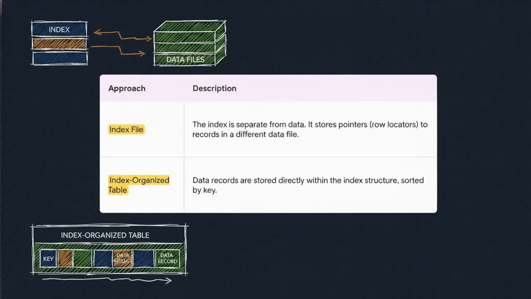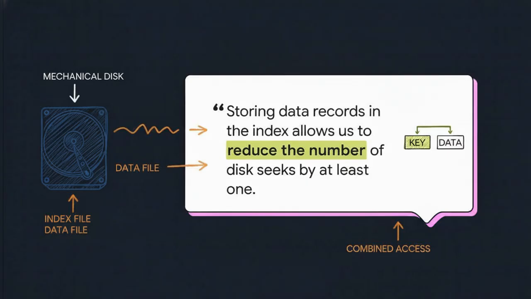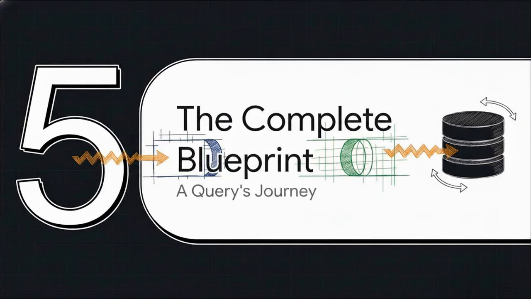Now, there are basically two main strategies for how to set this up. You can have an index file that's totally separate from the data files. It just stores pointers. Or you can use what's called an index organized table, where you actually store the data records right there, inside the index structure itself. So why on earth would you put the data inside the index? One word: performance. Every time the system has to jump between files, like from the index file over to the data file, that's called a disk seek. It's a physical action that takes precious time. By putting the data right in the index, once you've found the key, you've also found the data. No extra jump needed. You save a trip.